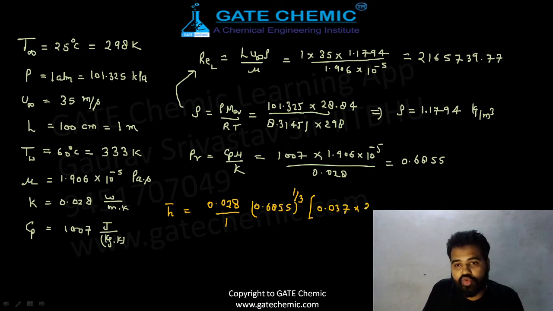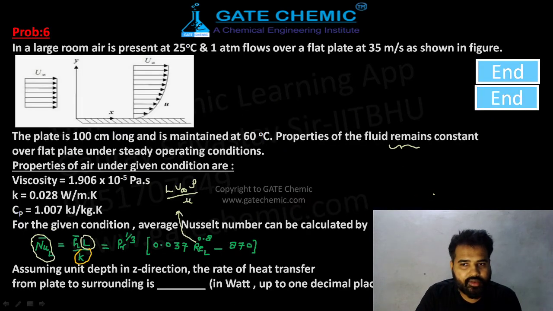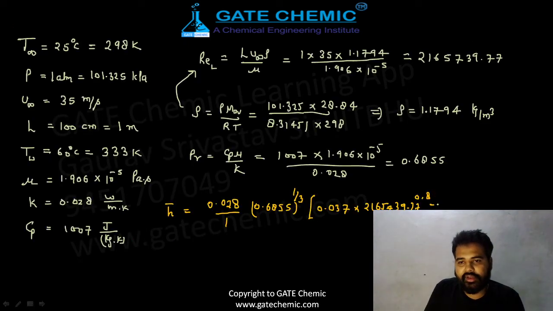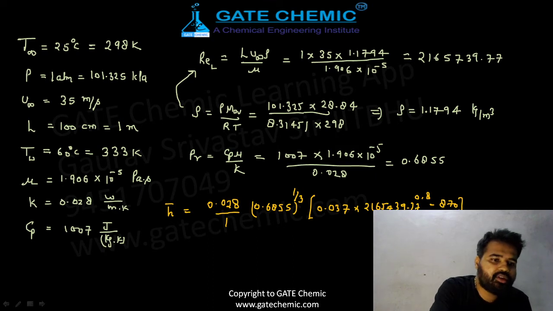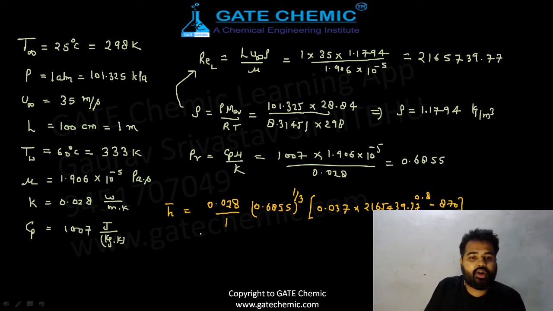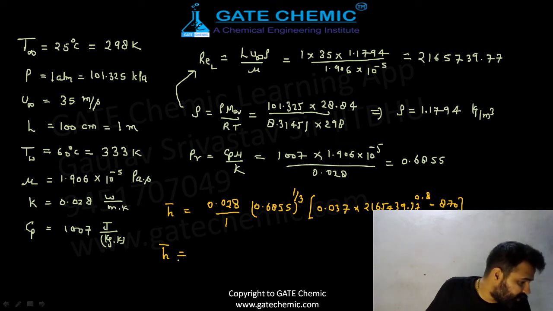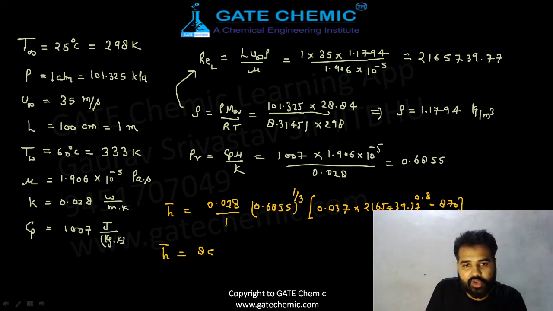So Reynolds number is 2165739.77 to the power 0.8, minus 870. Maybe here you can see it or not, if it is visible then okay. Now beta, after solving you will get your h bar, and this h bar will be 85.471. Yes beta, absolutely correct, 85.471, and you will get this in SI unit. This is your h bar.